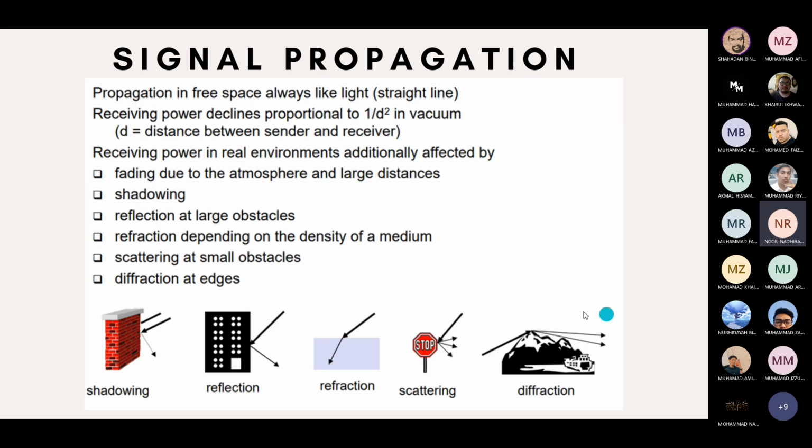Wireless signal ni sometimes dia akan hit the object macam glass and or dry wall and then go through it, but there may be bend a little bit masa dia masuk dekat object tu. So wireless signal can refract. Next is scattering at small obstacles.